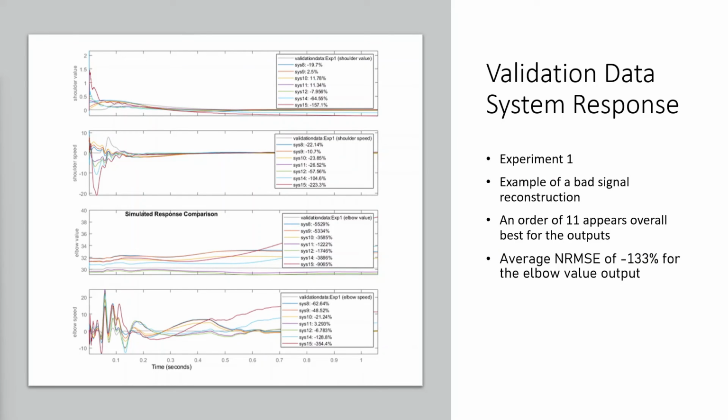This graph displays the system response on the validation data for each system order we computed. This is an example of a bad simulated response as no order can accurately determine the elbow value for the first motion of the validation data, as all NRMSE values are above 1000%. The model is not performing well on held out data yet.